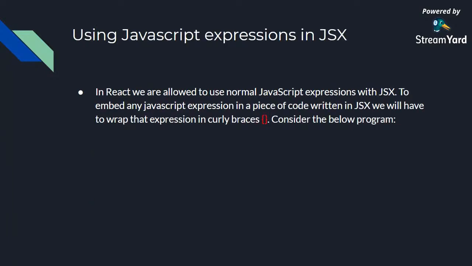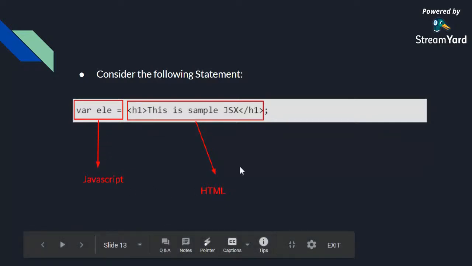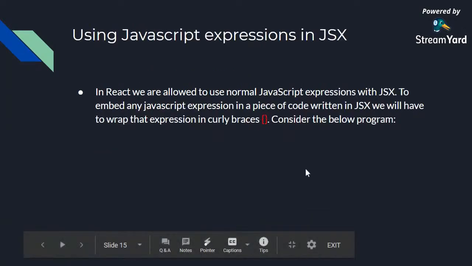So how can we use JavaScript expressions in JSX? As I showed you earlier in this particular example, we are just using a variable and giving the HTML to the JavaScript variable. But what if you need to add a JavaScript variable inside the HTML? For example, if you want to add a particular variable called ABC to this h1 inner HTML, how would you do that? This is how you would do it.